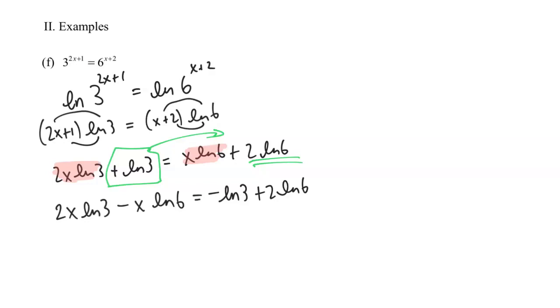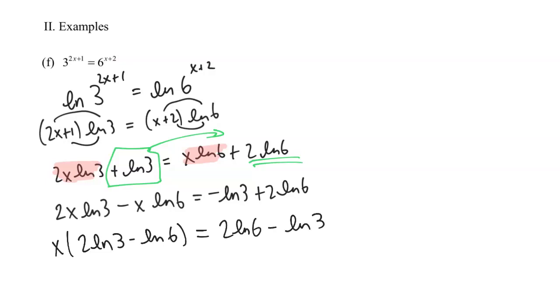Okay, so now on the left-hand side, notice that both terms have an x. And so therefore I'm going to factor out an x, and that's going to leave me with 2 ln of 3 minus natural log of 6. And that's going to equal, I'm going to go ahead and write that the more common way, which is to put the negative term second there. And so now, in order to get x by itself, we're just going to divide by this parentheses here. So 2 natural log of 3 minus the natural log of 6 gets divided on both sides.